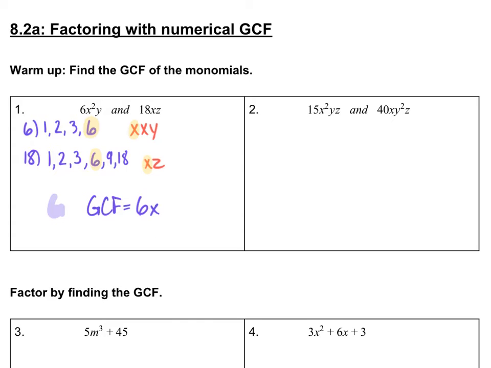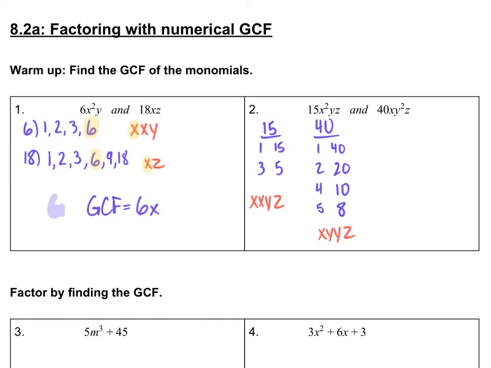All right, let's do the same thing with 15. Those factors, I have 1 and 15, 3 and 5. For 40, I have 1 and 40, 2 and 20, 4 and 10, 5 and 8, and that is it. So now the variable part, x squared yz, is x times y times z. Xy squared z is x times y times z.